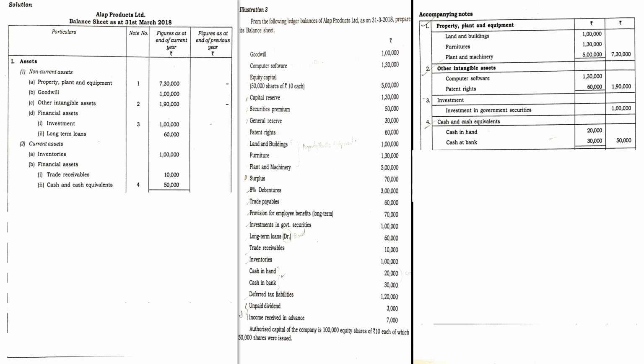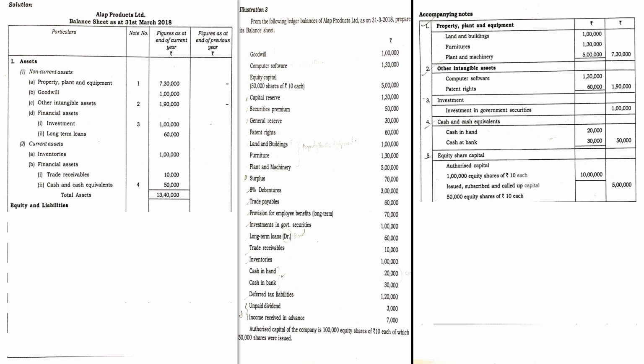liabilities. Before we go into liability, remember you have to take the total of the asset side. So the total of assets, if you add together all these values, you will get 13,40,000. Once you complete the asset side, you have to go for the liability side. Liability side begins with equity and liability. It will be given as a main heading in the liability side, equity and liability. So first of all, we will begin with equity.